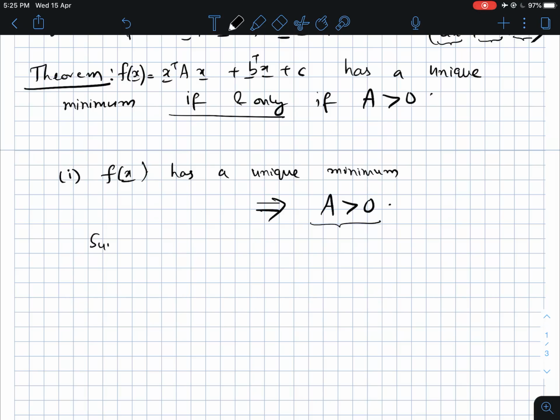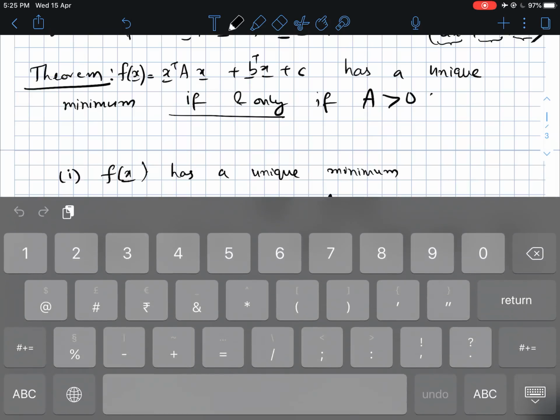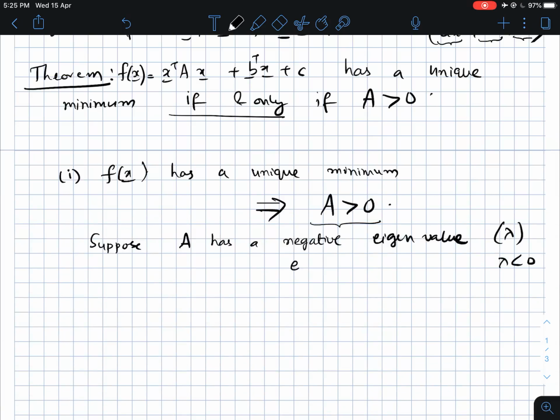Okay, suppose A has a negative eigenvalue. Let's say that's lambda. Lambda is a negative eigenvalue, meaning that lambda is less than 0, and v is the corresponding eigenvector. So Av is equal to lambda v, and lambda is negative.